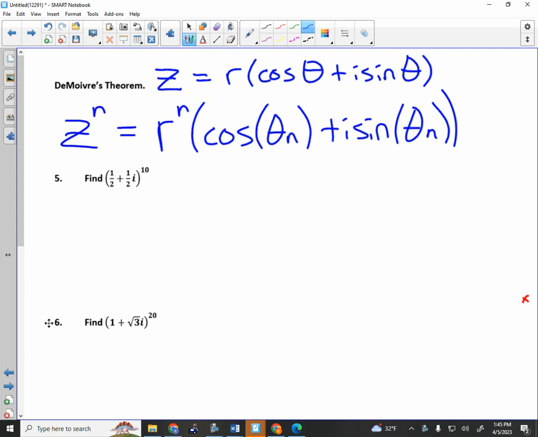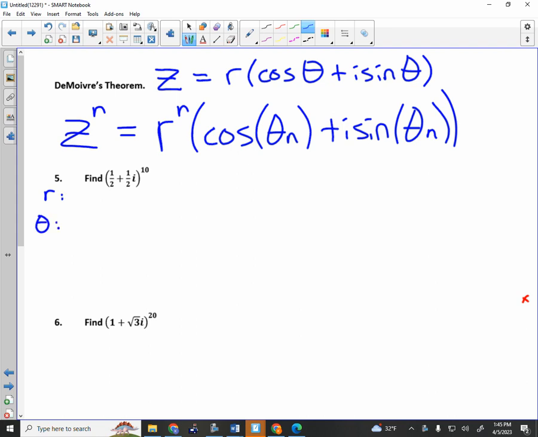But let's all understand, if we were to multiply this out 10 times, we very likely might make a mistake, right? And not only would we make a mistake, it would take us a very long time. So instead of multiplying this out 10 times, we can use DeMoivre's theorem, which starts with placing it into trigonometric form. What do I need to do in order to place it in trigonometric form? What 2 things do I need to find? Find r, and then theta.